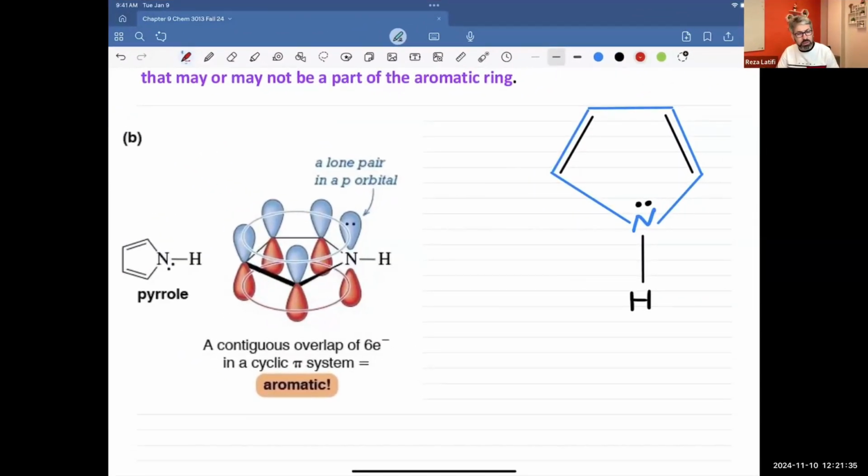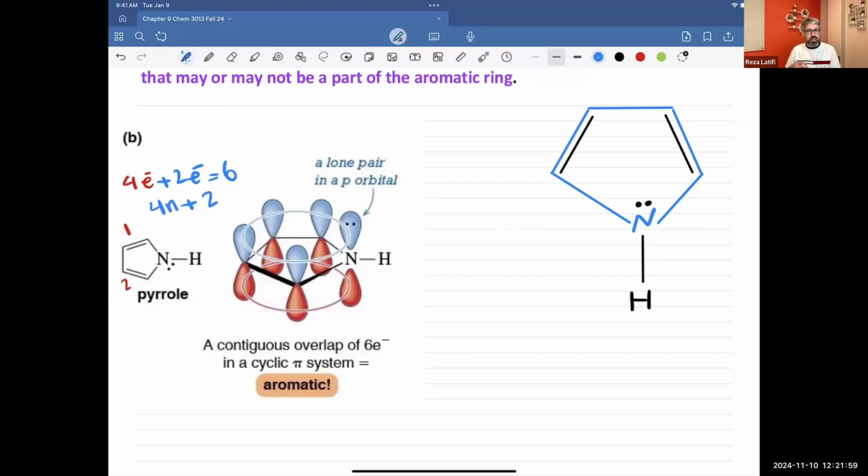How about this molecule, pyrrole? In this case, we have 1, 2, so 2 pi bonds. That means 4 electrons, 4 electrons until now. We are short of 2 electrons, 2 more electrons to get 6. In that case, we will be falling for 4n plus 2.